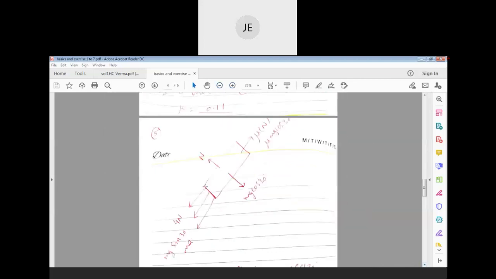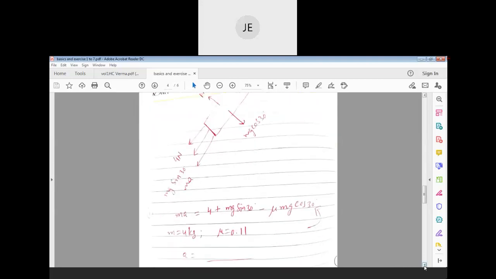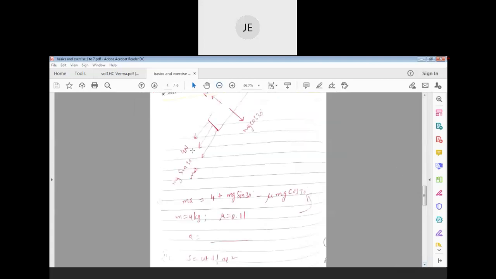So μ mg cos 30 upwards is the frictional force, and downwards there is a 4 Newton force extra, and the mg sin 30 force will be there, so net force will be downwards. ma is downwards. So from there, if you write the ma net force equation, ma and 4 are in the same direction, so ma = 4 + mg sin 30 − μ mg cos 30.